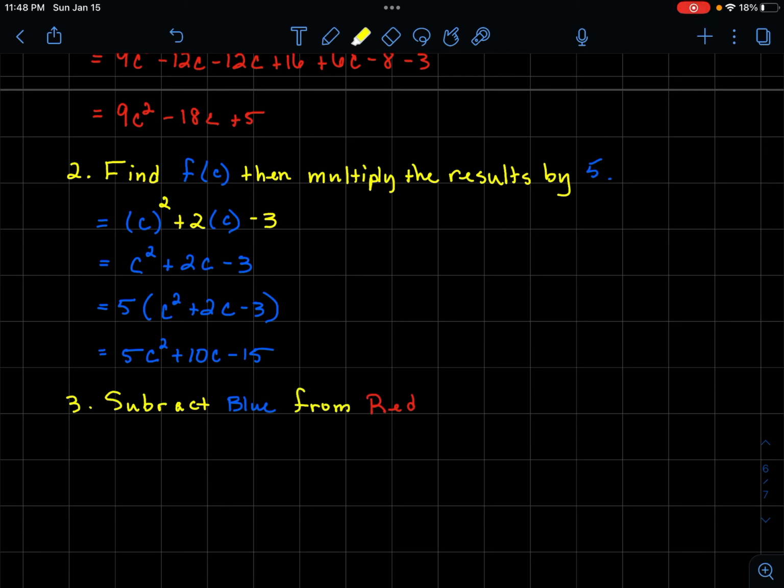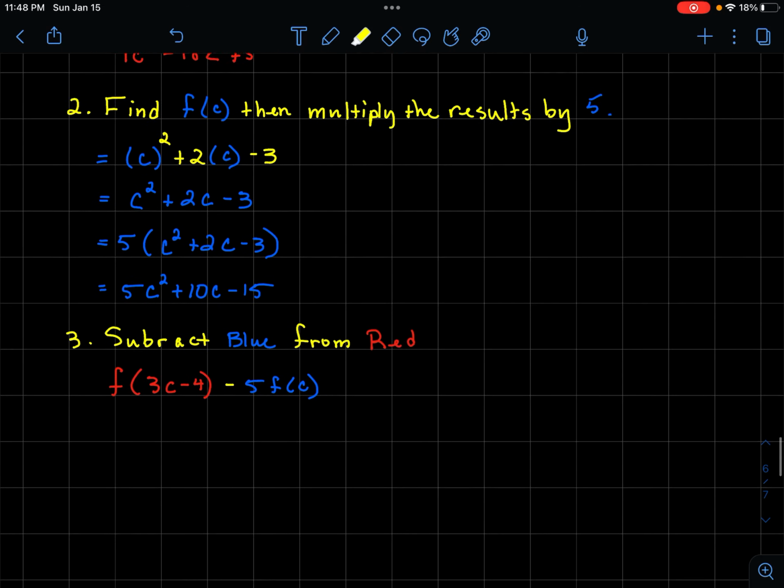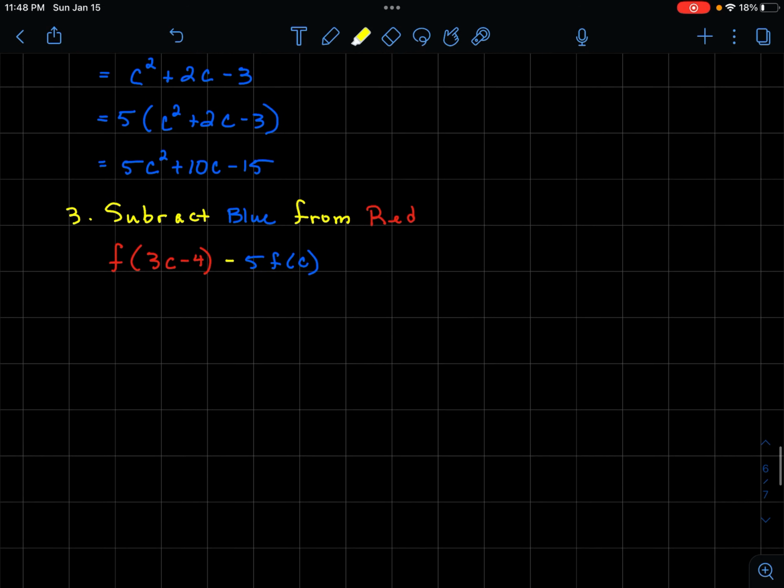So I'll remind you, we were doing subtraction. We're going to take blue and subtract from it the red. We're going to subtract the red problem from the blue. There was our original problem. What was f of 3c minus 4? We worked it all out. That was 9c squared minus 18c plus 5. We're going to subtract from it that product that we got from 5 times f of c. That product is 5c squared plus 10c minus 15.